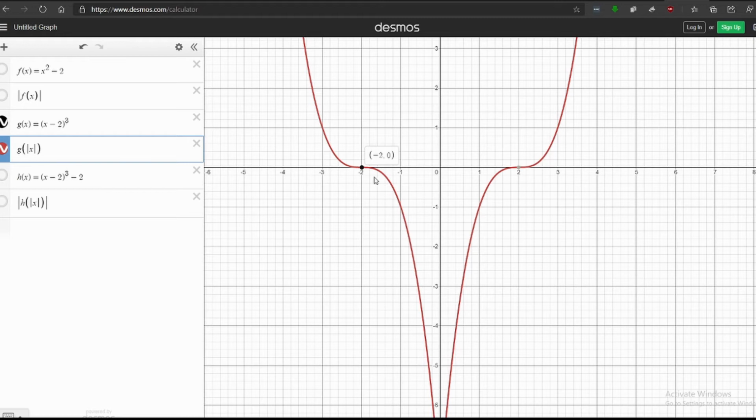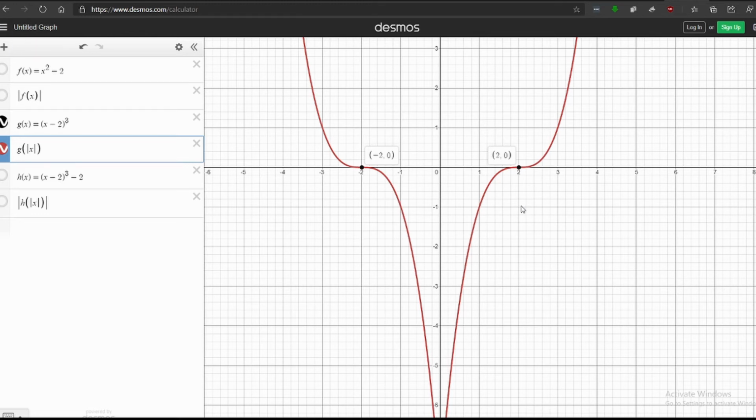Why? Because if we put negative 2 into here, we would have g of absolute value of negative 2. Absolute value of negative 2 equals 2, right? That's the definition of absolute value. But then we would just get g of 2. G of 2, we already have it defined here, right? So we just look at what g of 2 is, and then we just graph it on the other side.